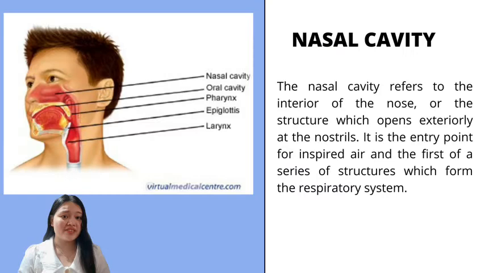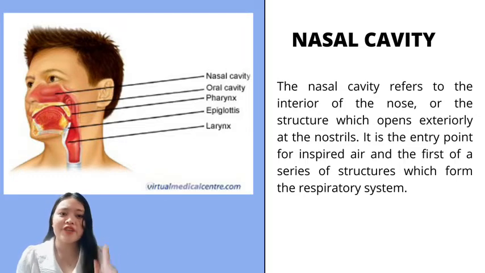Next is the nasal cavity. So what is the nasal cavity? It refers to the interior of the nose, or the structure which opens exteriorly at the nostrils. It is the entry point for inspired air and the first of a series of structures which form the respiratory system. The cavity is entirely lined by the nasal mucosa. Other anatomical structures include skin, body encasements like the skull, and non-nasal mucosa such as those of the vagina and bowel, which form the physical barriers of the body's immune system.